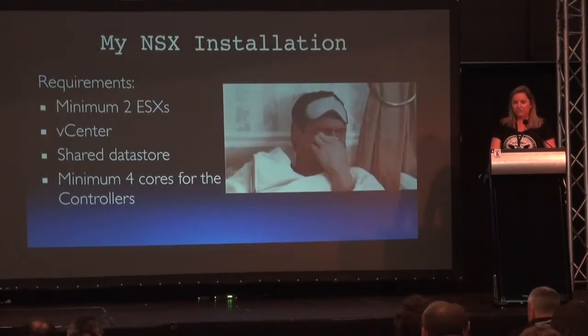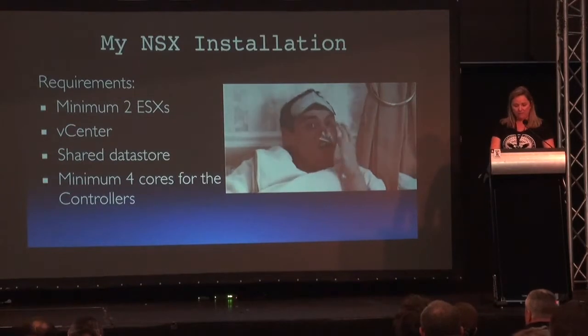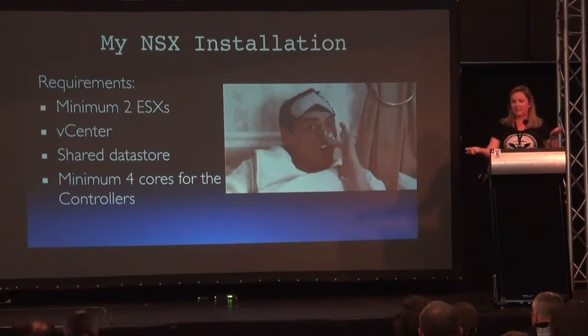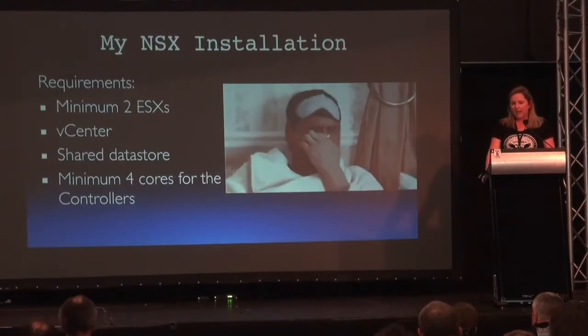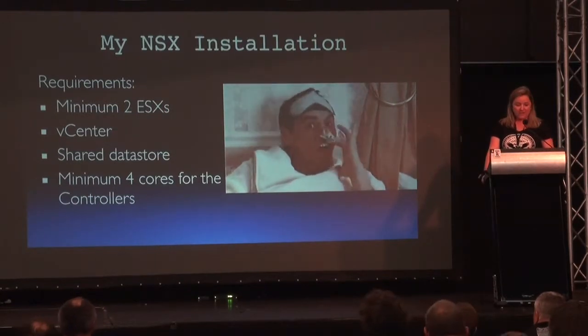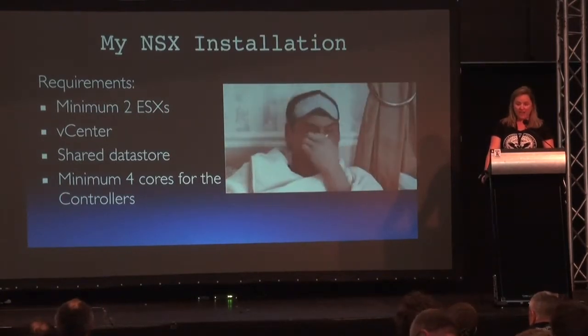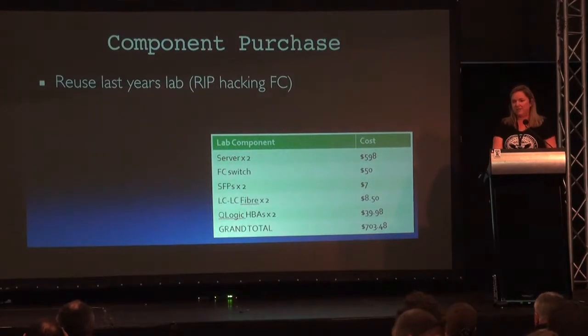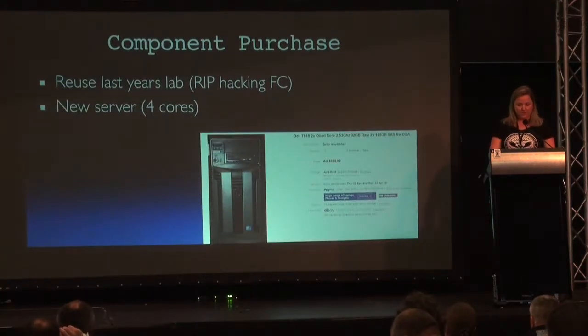So I had to build NSX at home because I didn't want to start attacking my customer or client's networks. I needed a minimum of 2 ESXs to be able to test some of the functionality that NSX brings. I needed a vCenter, a shared data store, and a minimum of 4 cores for the controller VMs. They require that, and my microprocessors only had 2, which was a bit of a bummer. I already had a lab set up because I did some research on hacking the Fibre Channel protocol, so I reused a bunch of that, which was really good. I bought a new server with 4 cores, which was good fun.